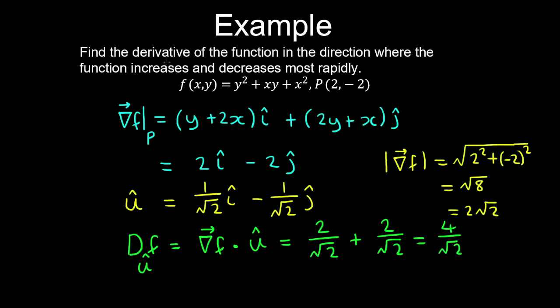And the function decreases most rapidly in the direction that's anti-parallel to the gradient vector. So that would be in the direction of this negated unit vector. And therefore taking the dot product between a gradient vector and this direction vector gives minus 2 on root 2, minus 2 on root 2, or minus 4 on root 2, being the directional derivative in the direction anti-parallel to the gradient vector.